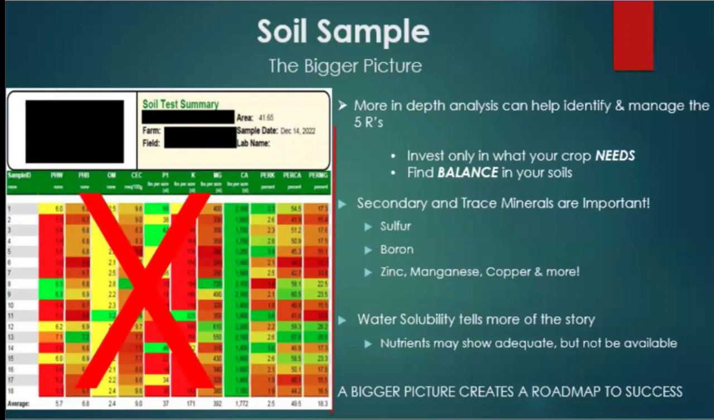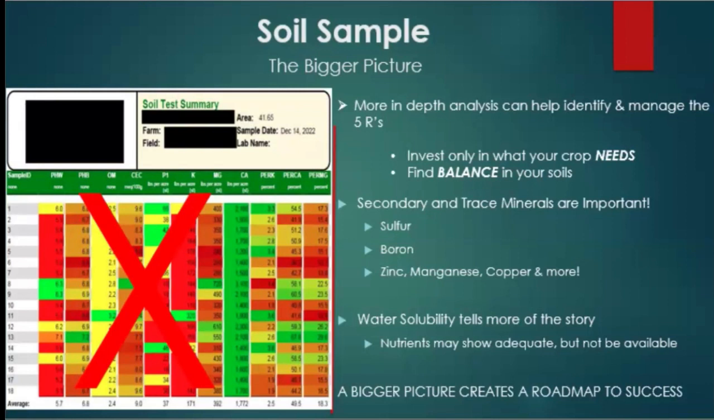Okay. Another thing is secondary and trace minerals are important. They're important enough to put up on a sample because that will help give you the picture to balance things out. A little bit can go a long way. Okay. Sulfur, boron, zinc, manganese, copper, none of that's on there. And that helps paint a completely different picture on how to navigate forward.